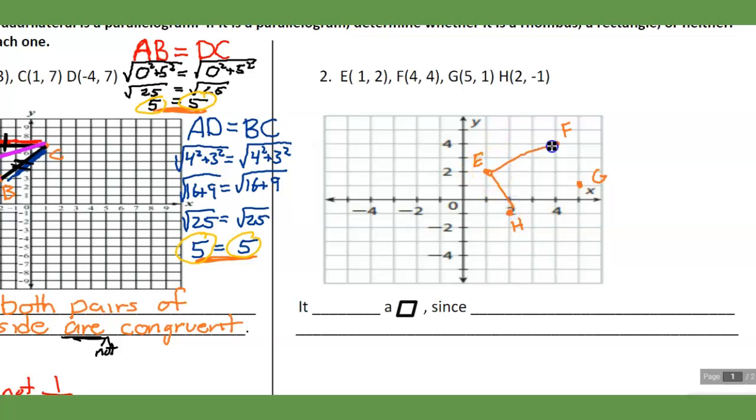And let's get a first impression of what we think it might be and might not be just by looking at it.